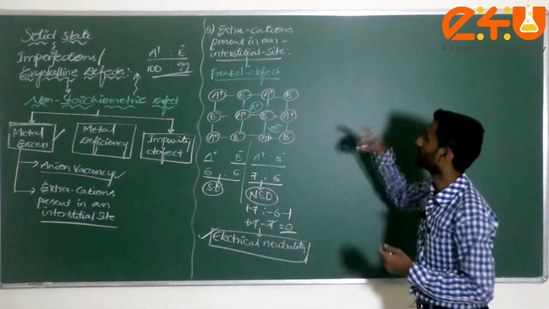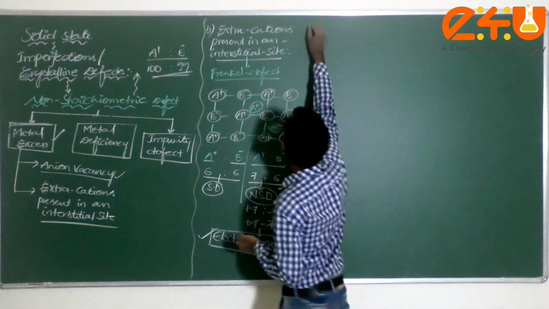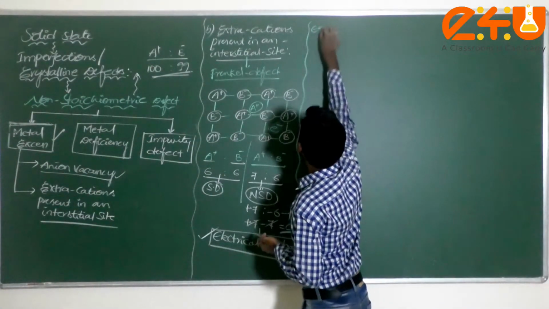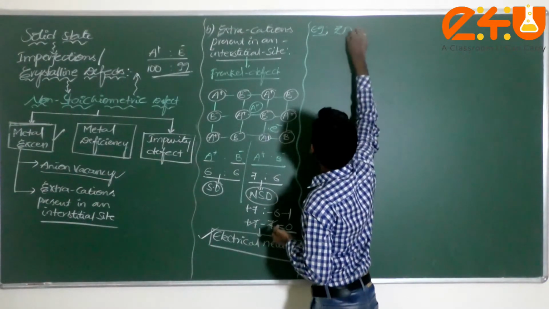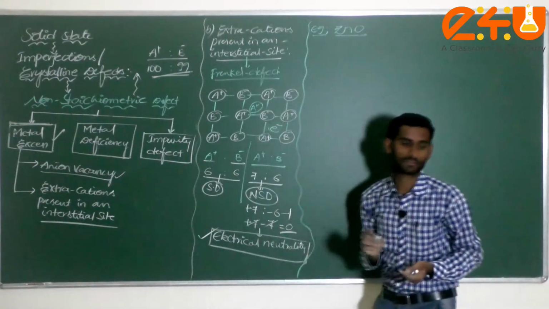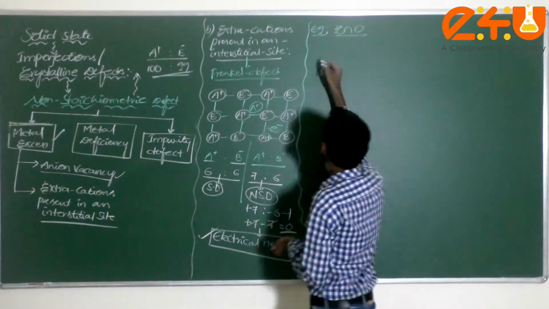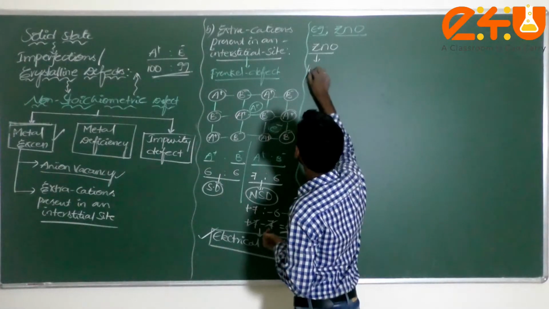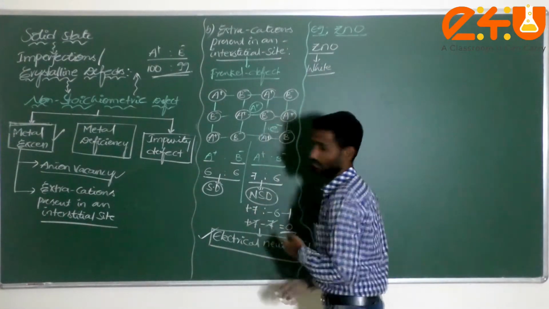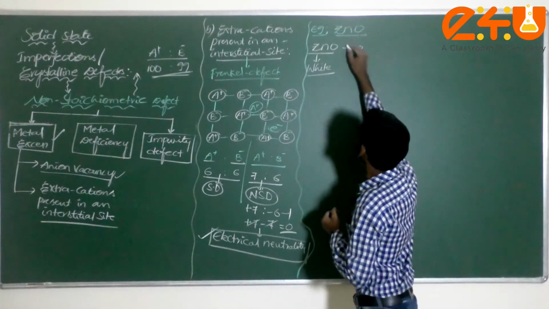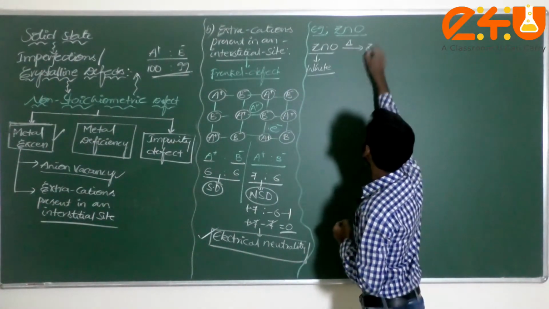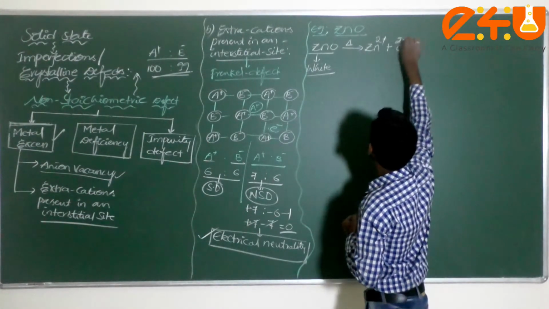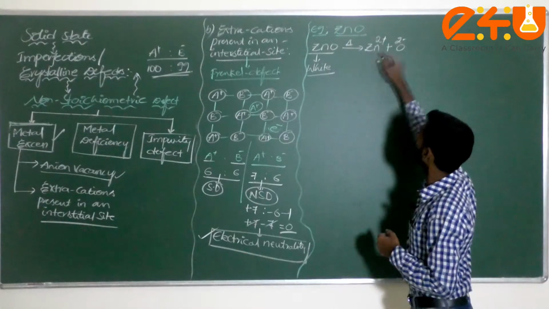Next, generally what type of compounds will have these extra cations? Let me take an example. Generally zinc oxide, dear student. Zinc oxide, if you consider, initially it is white in color. White in color. After it decomposes in the presence of heat, how will it be? It is converted into Zn2+ and O2-, and how many electrons are released, dear student, here?